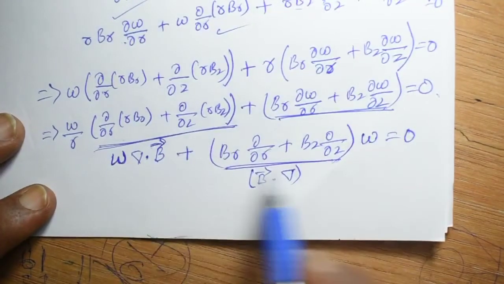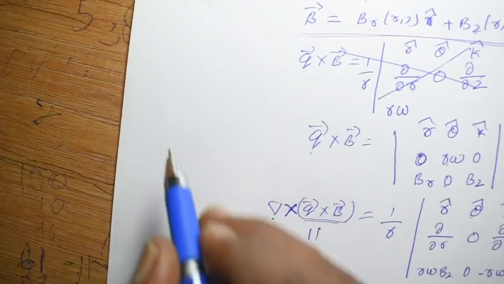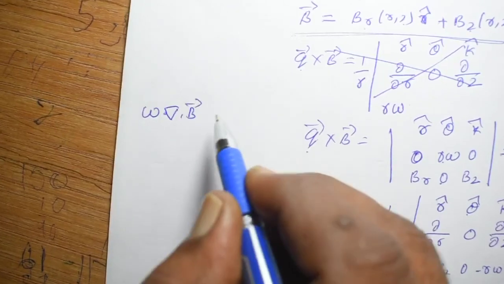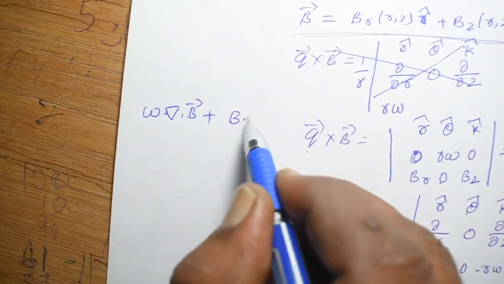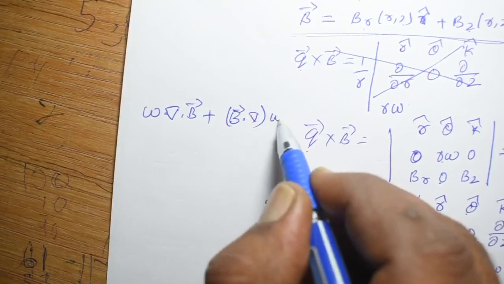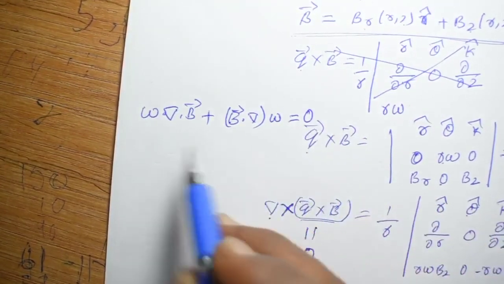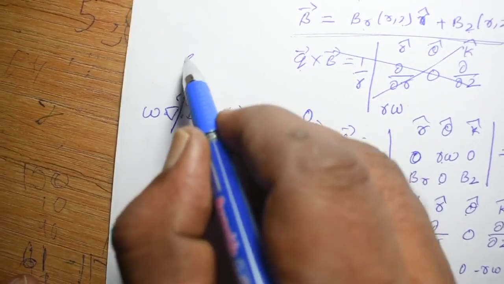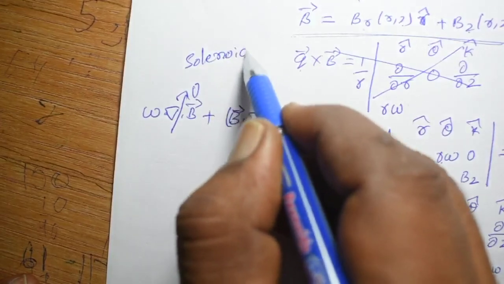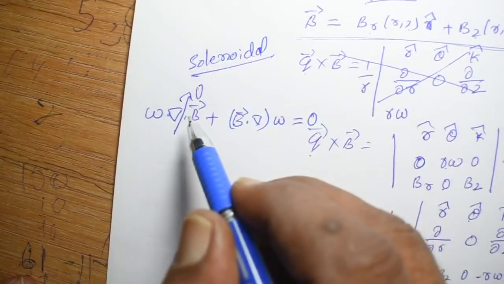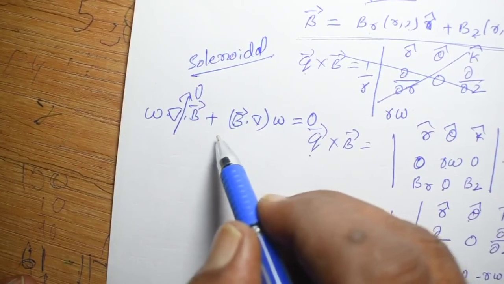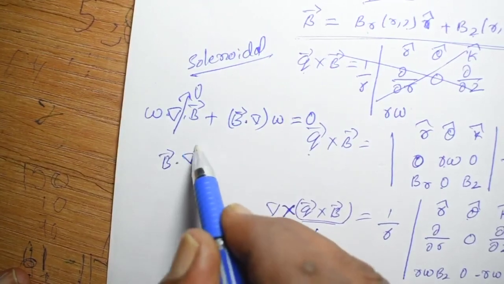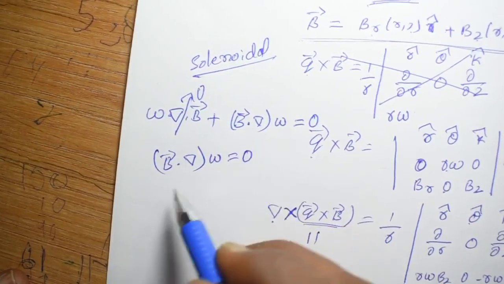That's why these two terms can be written simply as omega into divergence of b, okay, plus b dot del of omega must be equal to 0. Here del dot b is equal to 0. Why? Because of the solenoidal property, right? What does the solenoidal property say? del dot b is equal to 0. That's why this quantity must be equal to 0, plus b dot del of omega is equal to 0. b dot del of omega is equal to 0.